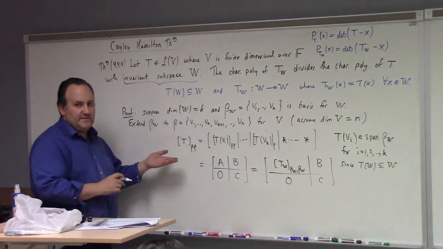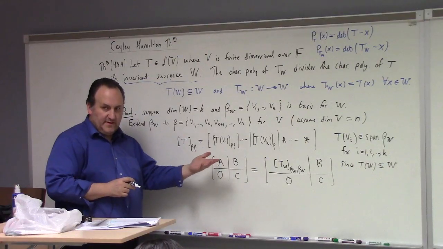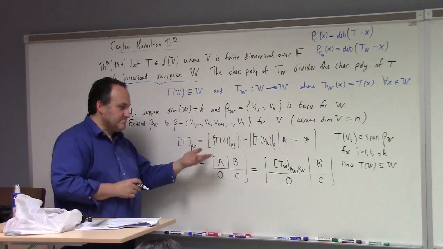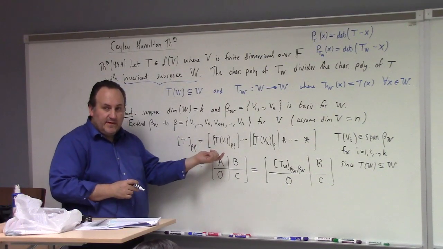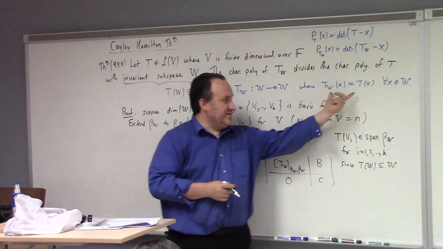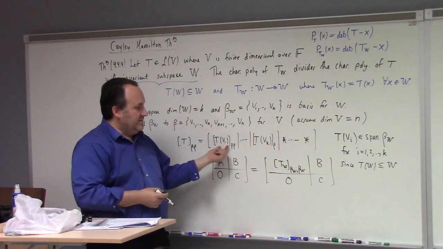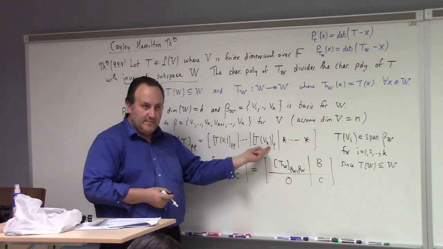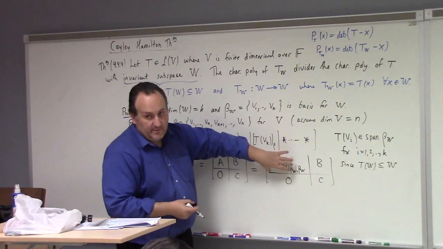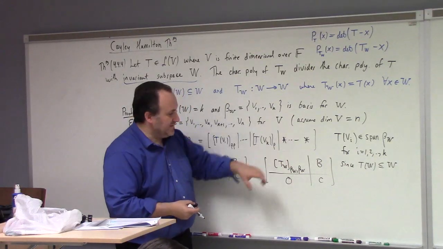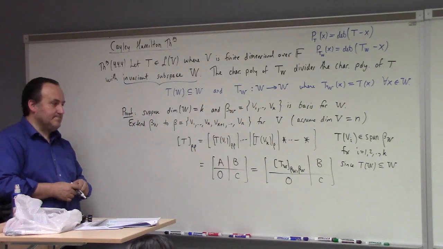Do you see why that is? Because what is T of v1? It's nothing more than T sub W of v1, right? They're the same mapping, they're just different domain, right? So this is T sub W of v1 all the way out to T sub W of vk. So in fact, if we just look at the top k rows, it's exactly the matrix of T sub W with respect to the beta sub W basis, all right?